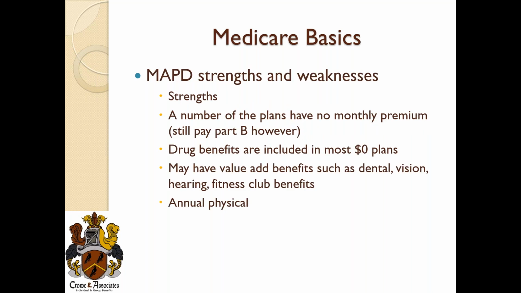Okay, Medicare Advantage plan. So if you went with an Advantage plan instead, and by the way, you're choosing one or the other in this scenario. So strengths of the Advantage plan: a number of Advantage plans have no monthly premium. So they cost nothing for the medical and drug. You still pay your Part B premium, but you have no additional. Drug benefits are included in most Medicare Advantage plans. And again, that's for 0 premium.